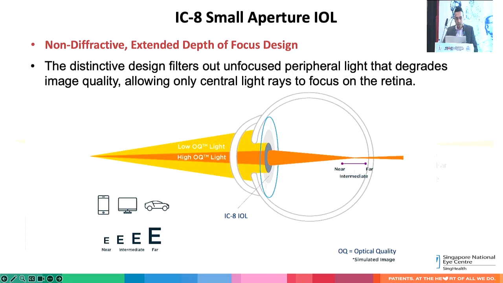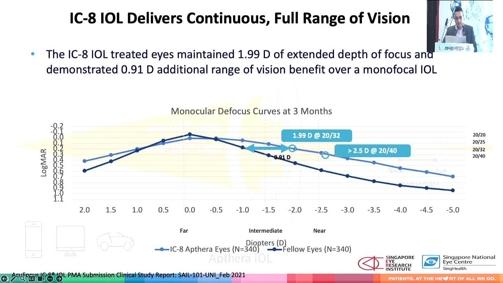This is the principle of the lens. It's quite simple. It has a mask on the central part of a hydrophobic lens, so it only looks at the light rays from the central 1.3 millimeters, and the rays around there are masked from the surface. If you compare the defocus curves in normal eyes, you get a shift of about 2 diopters of extended depth of focus from a standard monofocal.